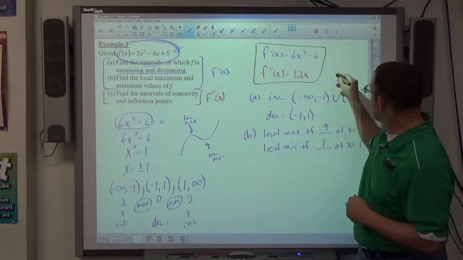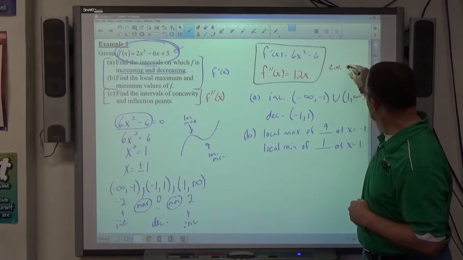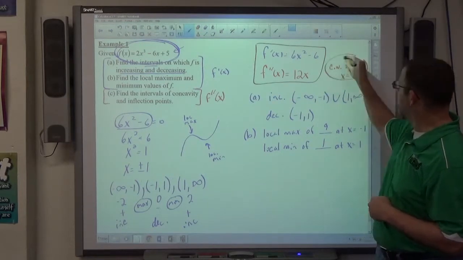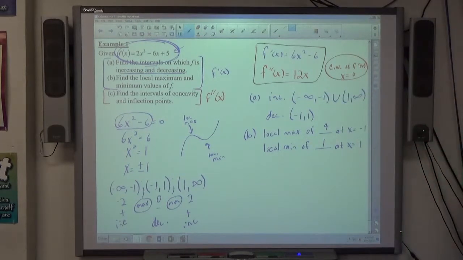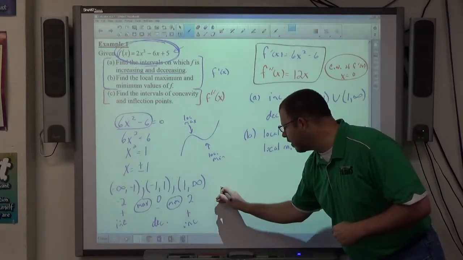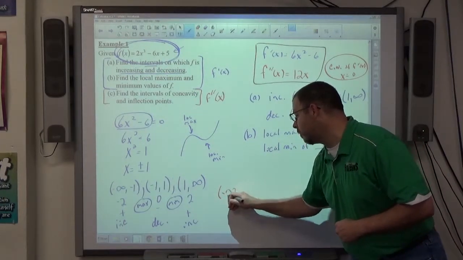All right, so I can see the critical number of f double prime of x with my own eyes is x equals 0. That's just a basic algebra equation. 12x equals 0, x equals 0. I believe you did that in your head. Hopefully you believe I did it in my head. So what I'm going to do here is set up intervals. I'm going to go from -infinity to what?